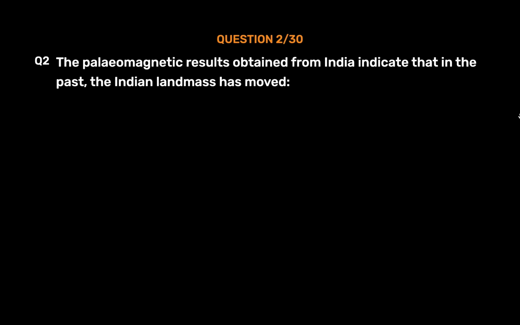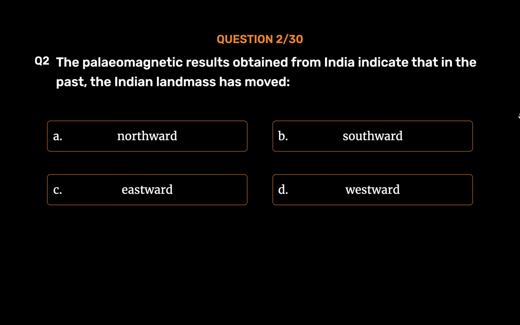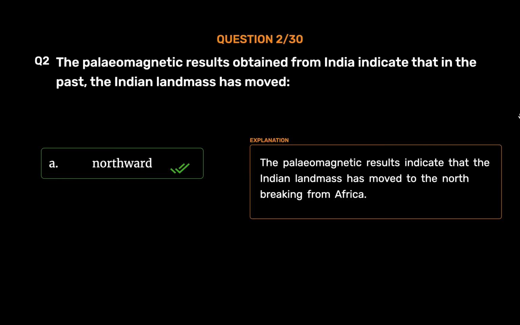Question number 2. The palaeomagnetic results obtained from India indicate that in the past, the Indian landmass has moved. Option A. Northward. Option B. Southward. Option C. Eastward. Option D. Westward. The correct answer is Option A. Northward. The palaeomagnetic results indicate that the Indian landmass has moved to the north, breaking from Africa.